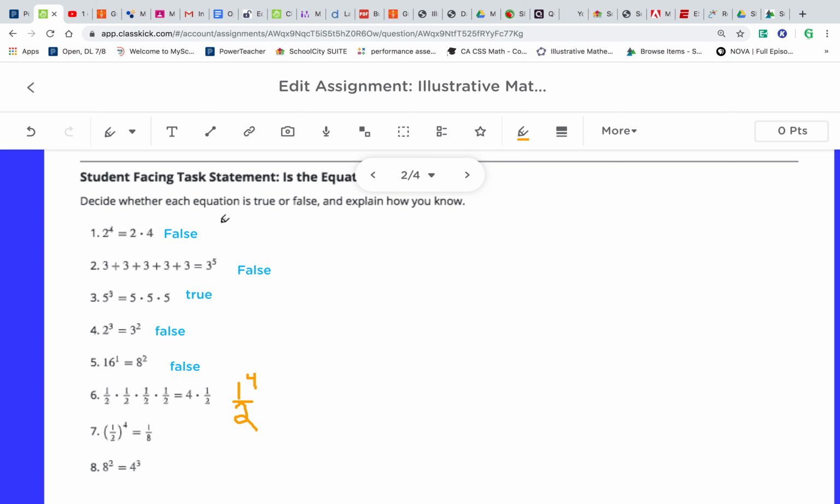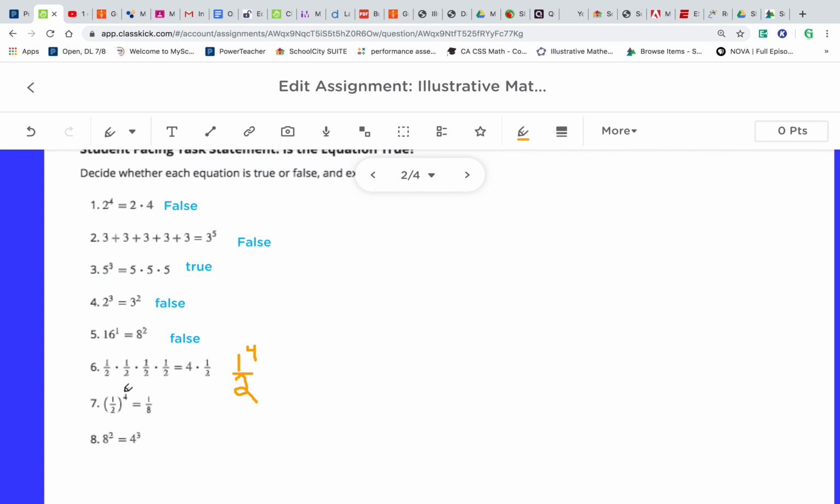All right, so when we look at number 7, we have 1/2 to the power of 4 equals 1/8. Well, I kind of just gave it away, right? 1/2 to the 4th power is 1/2 times 1/2 times 1/2 times 1/2. It is this. 1/2 to the power of 4 would give you this, and this gives you 1 to the power of 16, not 1 to the power of 8. So this would be false.